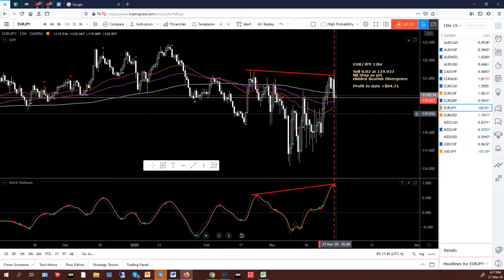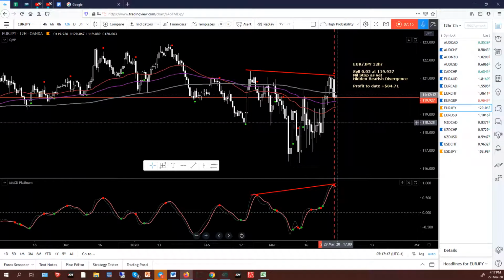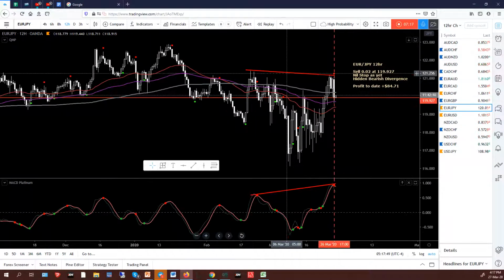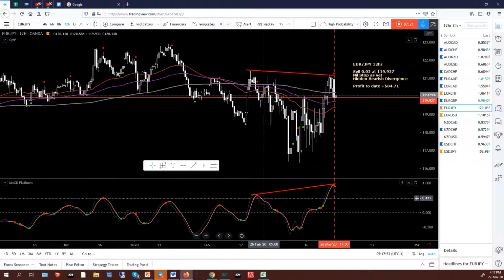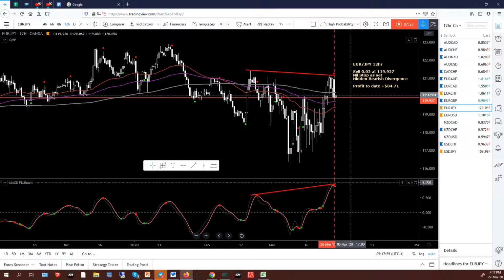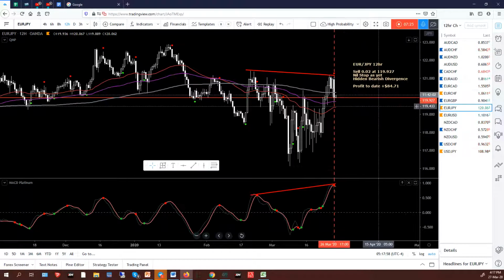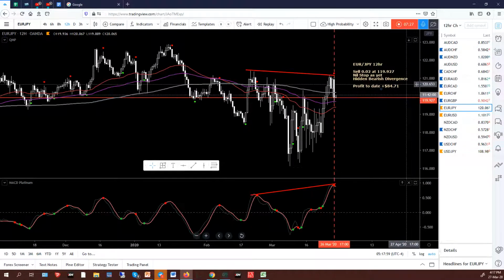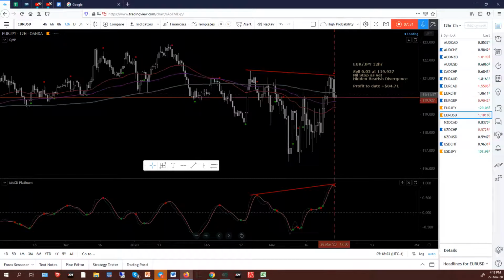Euro yen, I've just taken a sell trade on this one. I didn't miss. Hidden bearish divergence. I saw the red dot before I put the lines in place, and the MACD Platinum's above the zero level. So taking a sell here on the euro yen. Just took it then. You can read my notes where it's already gone against me, which is typical.